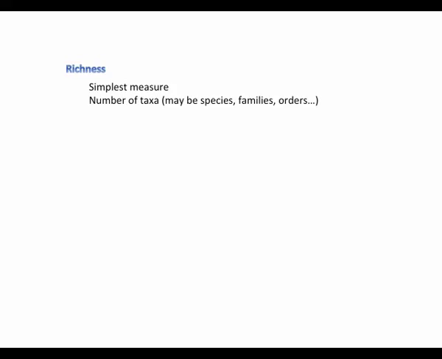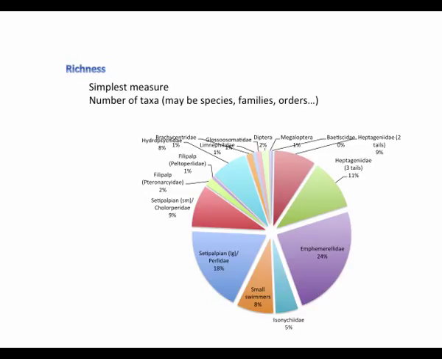Richness, as I said, is the simplest measure, and it's simply the number of taxa that you find. It could be species richness, it could be family richness, it could be order richness. Whatever level of taxa you are working at, that can be the richness. It's very simple to calculate. Here's the data from the spring 2014 Streamlab that we collected. If we just count up the number of pieces of pie, we see that the richness is 16.